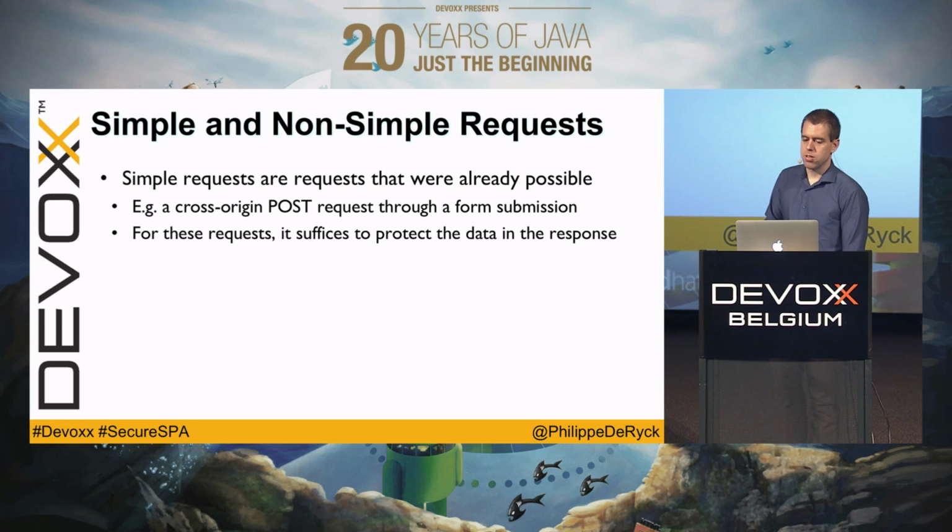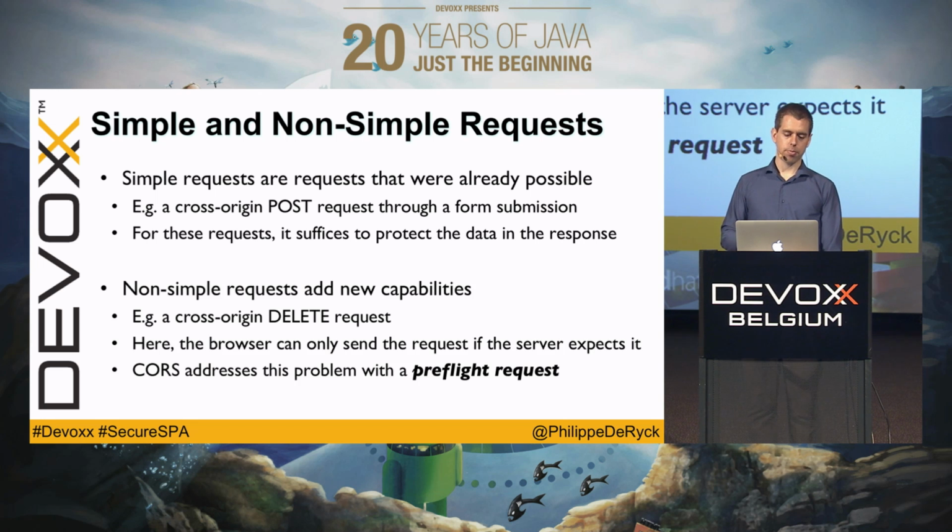So simple requests are all those requests that were already possible in the old web. It's what you could do with image tags, what you could do with script tags, what you could do with forms, and things like that. And for these requests, it suffices to protect against the malicious code accessing the data in the response. If you deny this in the browser, you have the same protection as you had before.